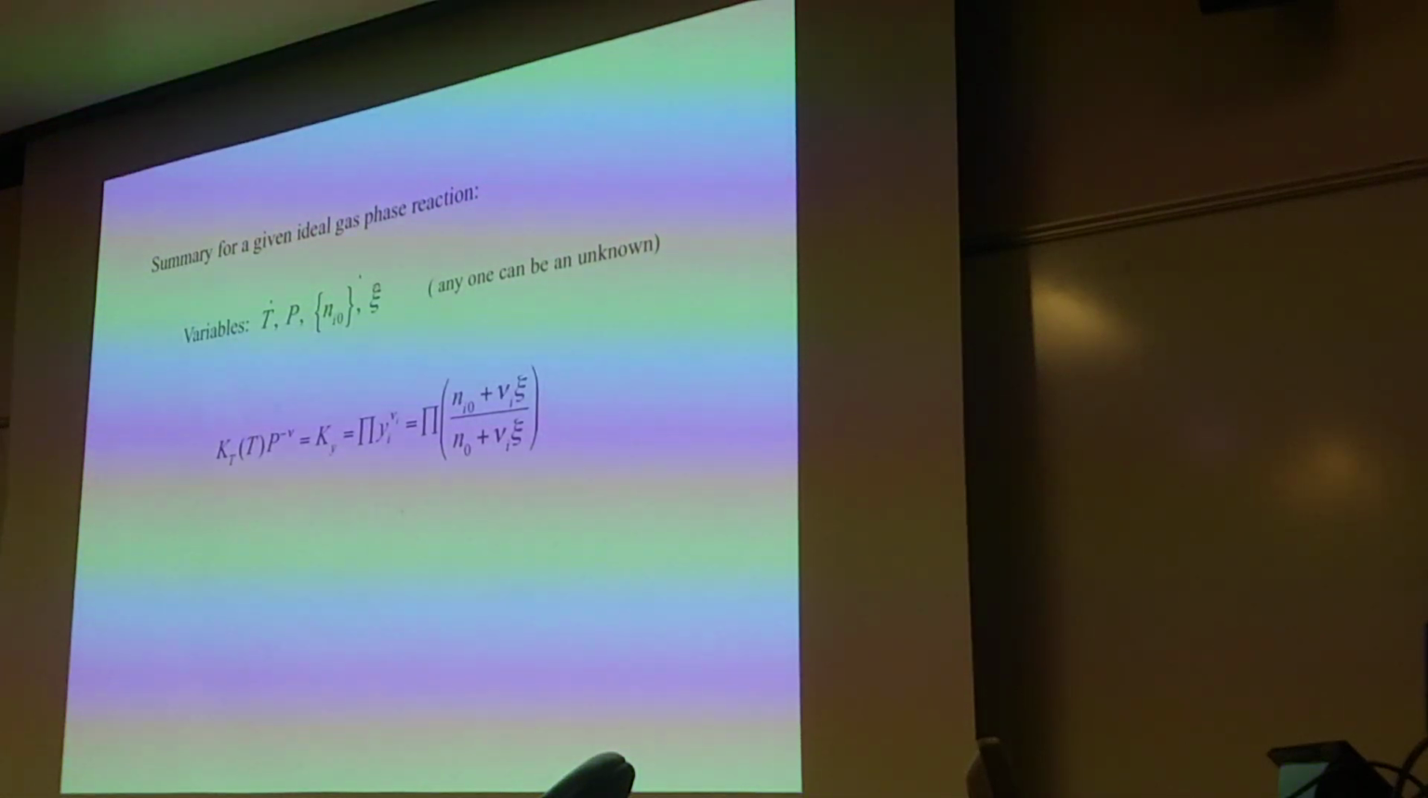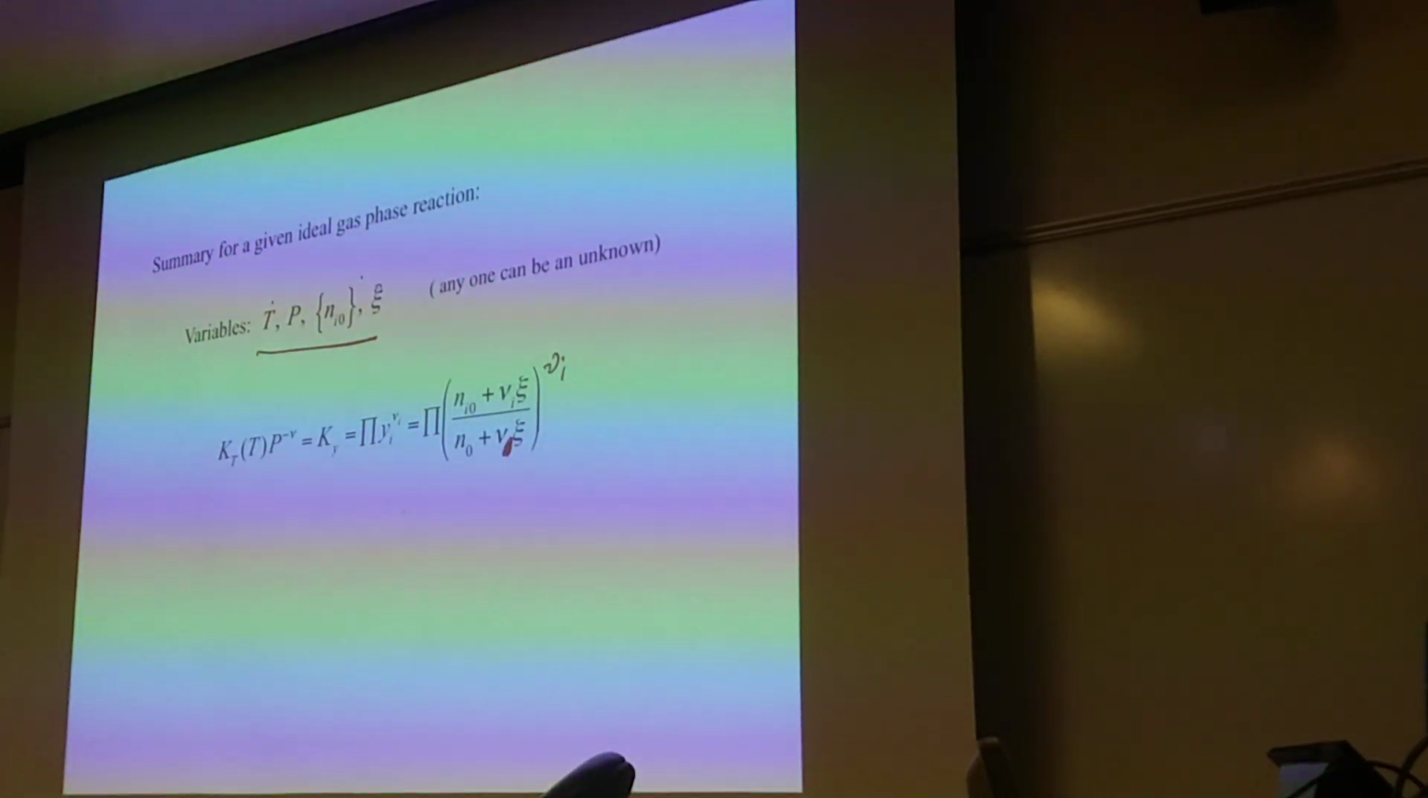So here's the general equation, but it's got a couple of bad typos in it. This, of course, should be no subscript at all, and this should be nu i up here. But this is that general relationship that relates all 4 of these variables to one another, any one of which could be an unknown.